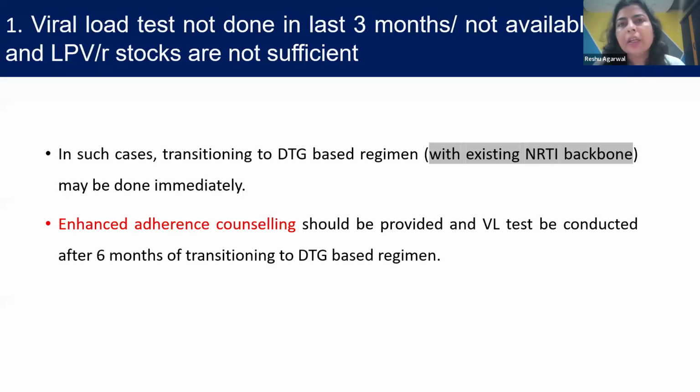And please note here, because we do not know whether the existing NRTI backbone and the previous or the current ART is working or not working in this situation, we will shift this kid on DTG-based regimen with the existing NRTI backbone. In such cases, however, we'll have to do enhanced adherence counseling. And as Dr. Rohini explained, a very specific counseling has to be provided to the caregiver of these children so that they are adherent to DTG-based regimen. And the viral load test has to be done after 6 months of transitioning to DTG-based regimen.